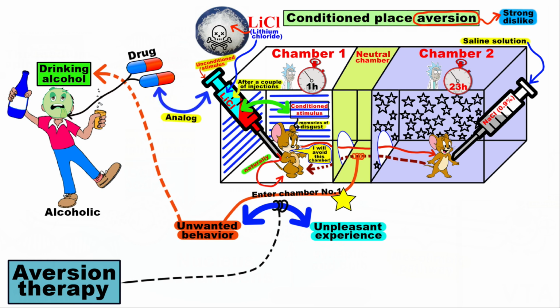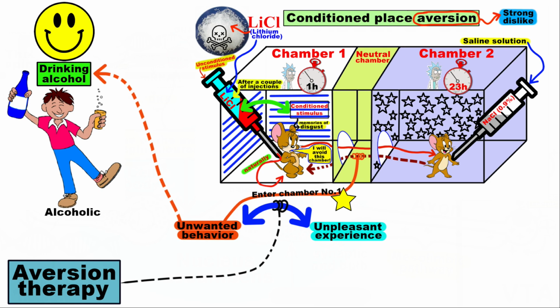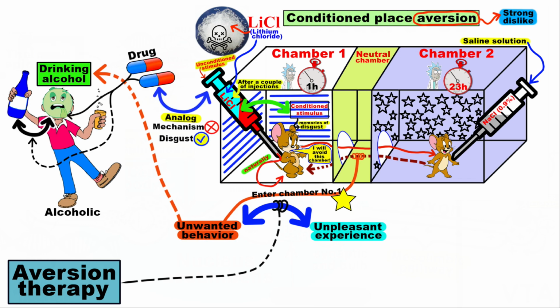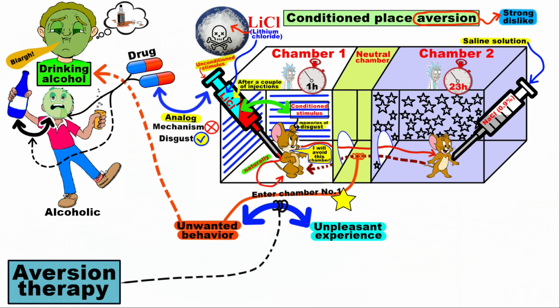This drug would be the analog of lithium chloride, not by the mechanism of action, but because they both create an unpleasant experience. The administration of such drugs forms a paired association between alcohol intake and the feeling of nausea and disgust. Prior to the aversion therapy, a person would ordinarily associate alcohol intake with positive feelings. After aversion therapy, alcohol is associated with nausea and vomiting. For many aversion therapy patients, even the thought of drinking alcohol elicits feelings of nausea.